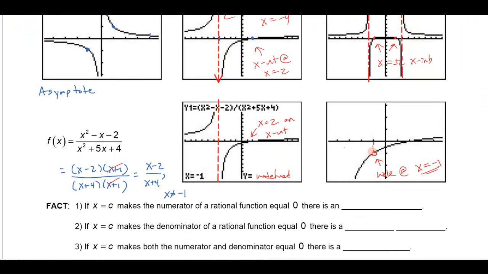Okay, so just summarizing then, if you have some x value that makes the numerator 0, there's going to be an x-intercept of the graph of that rational function. And if you have some value of x that makes the denominator 0, there's going to be a vertical asymptote. And if you have a value of x that makes both the numerator and denominator 0, there's going to be a hole in your graph right there. Okay?